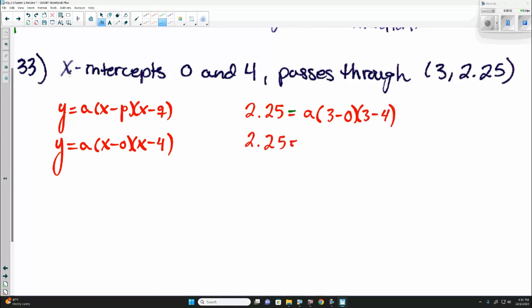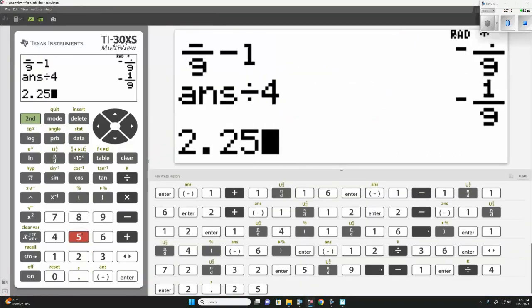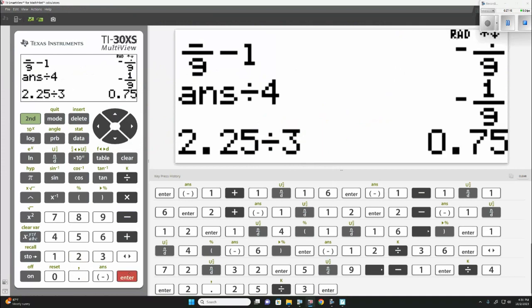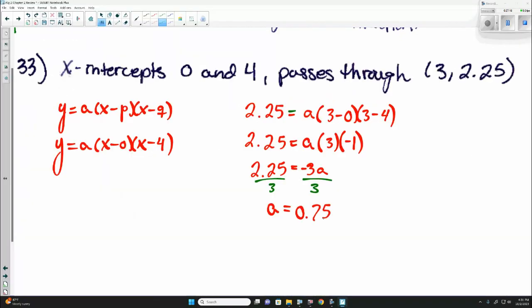So 2.25 equals a times, well, 3 minus 0 is 3. 3 minus 4 is negative 1. Well, 3 times negative 1 times a is negative 3a. At this point here, we can divide both sides by 3. 2.25 divided by 3 is 0.75. And it would be negative 0.75, so a equals negative 0.75. Well, our x minus 0, we can leave it as x minus 0, so y equals negative 0.75 times x minus 0 times x minus 4.